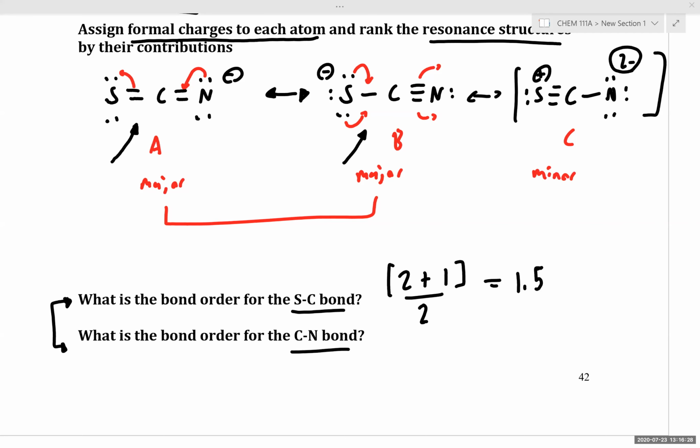Yep, exactly right. So then, would someone like to help me out? What would the bond order be for the carbon-nitrogen bond in structure A? So for structure A, our bond order is 2. And for structure B, as a student has pointed out in the chat, the bond order is 3. So if we take the average bond order, we get an average bond order of 2.5.